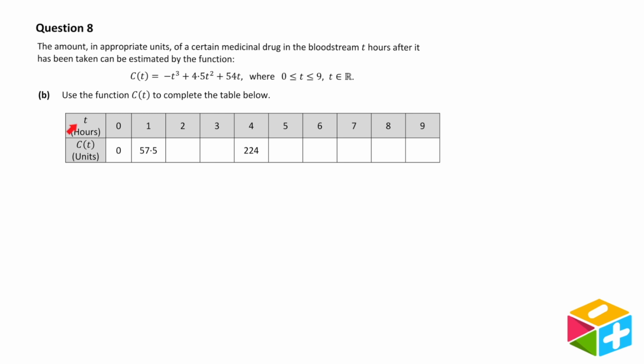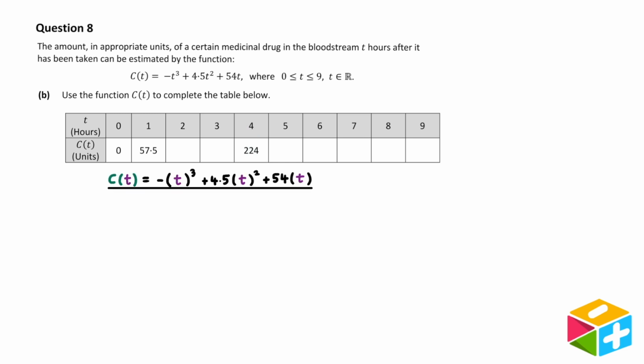The top row of our table is labelled with the time t in hours. The bottom row is labelled with our function c of t. To fill in the entries in the second row, all we have to do is take the relevant t value and sub it into our function. In part A, we subbed in t equal to 4 and got an answer of 224. This is the reason that we have a 224 underneath our 4. Completing the table simply requires us to sub in the other t values in a similar way.